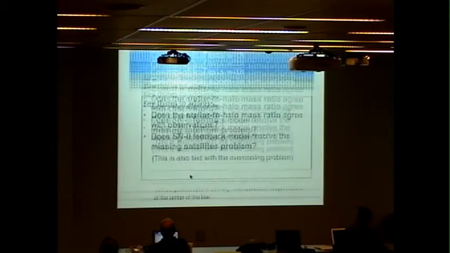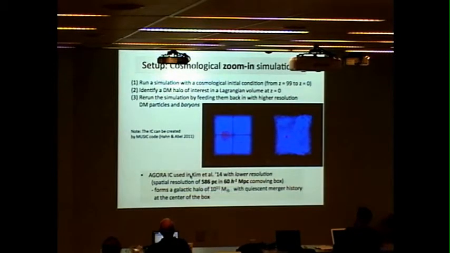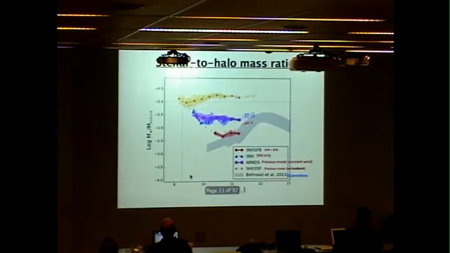Okay, so things we can address, like the stellar to halo mass ratio. So we're doing this using the MUSIC code like everybody else is doing. We also follow this AGORA initial condition for this as well. We start from the 60 megaparsec comoving box. This was a low resolution test case with 500 parsecs. And it forms a galactic halo of 10^11 solar mass with a quiescent merger history at the center of the box. Okay, so we did this, and here are the initial results of this.